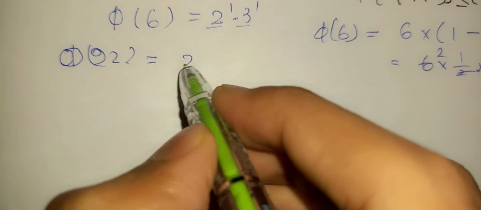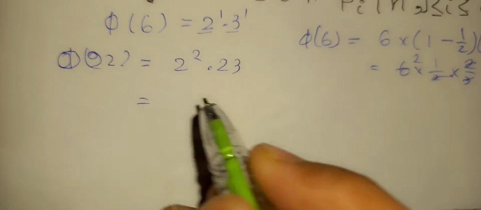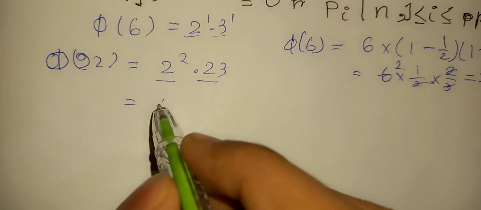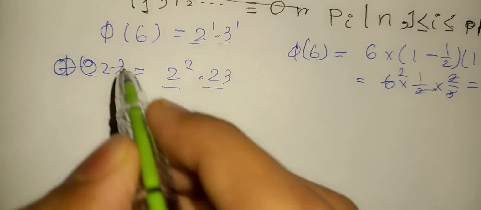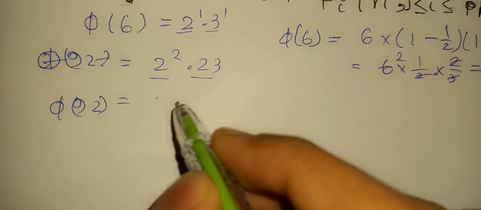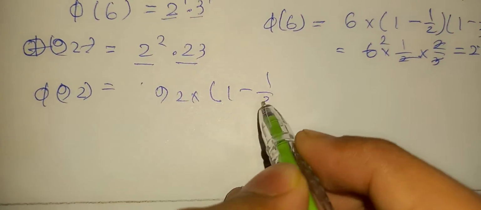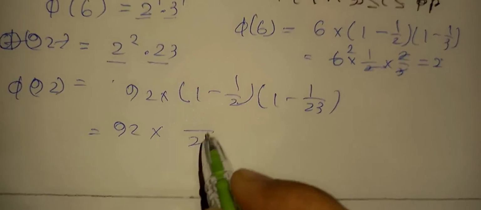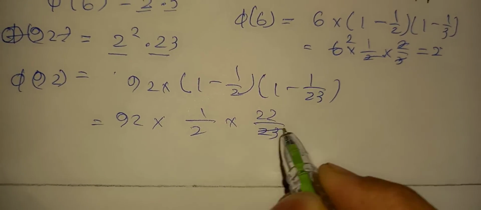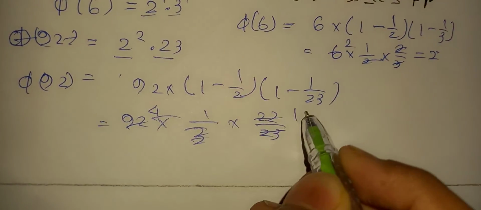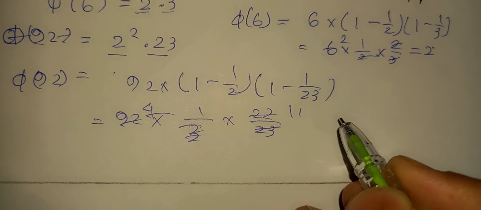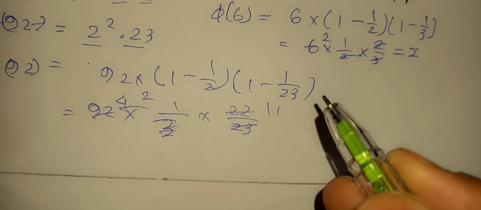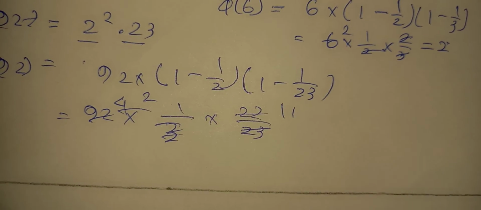Now 92 can be written as 2 squared into 23, so the primes dividing it are 2 and 23. So the totient of 92 is equal to 92 times (1 minus 1 by 2) times (1 minus 1 by 23), which is equal to 92 times 1 by 2 times 22 by 23. Now you see this divides 4, 4 times 2, 2 times 4. Wait, what? Just a minute, what is this?